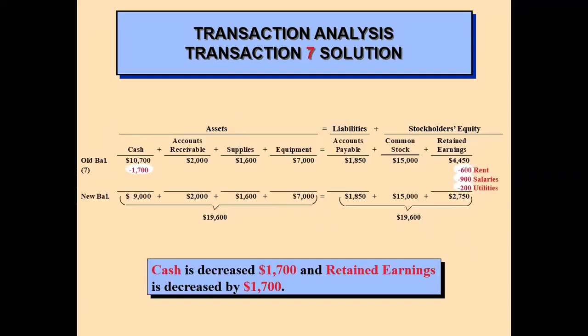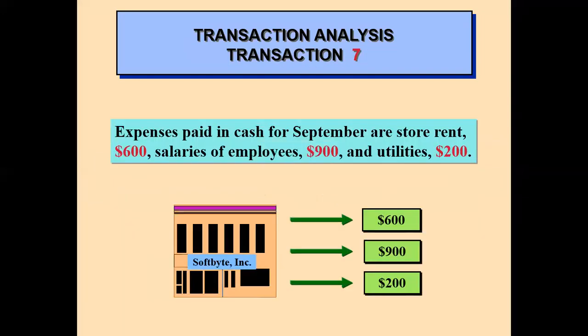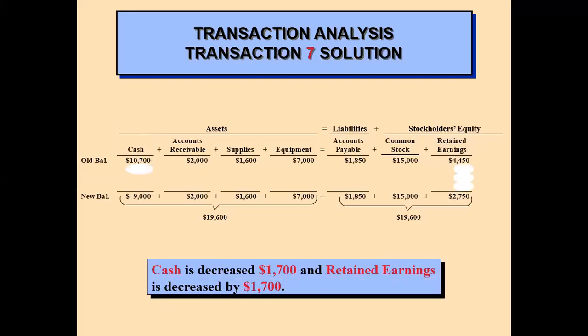So you will write total 1700. If you add the previous ones, 600, 900, 1500 plus 200, that means 1700. So 1700 will be deducted from the cash column, and also this 1700 you will deduct from the expense column. Is it clear? Yes, sir.